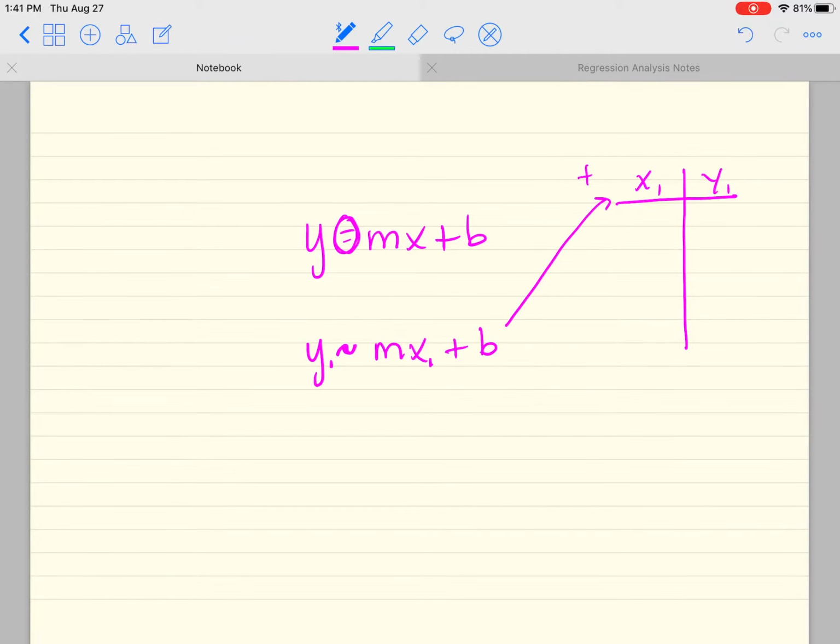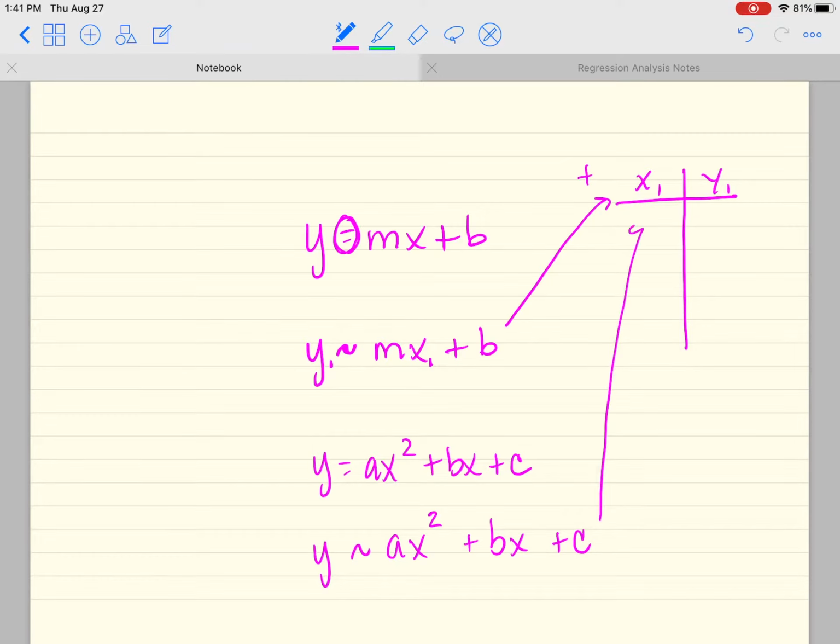Okay, and then it'll be similar for a quadratic. Standard form for a quadratic is ax squared plus bx plus c. So we're going to put the y, we're going to put the tilde instead of the equal. We're still going to have this ax squared plus bx plus c bit, but I want to again make sure that it relates to my data. So I want to call these x1s, and I want to call this y1.